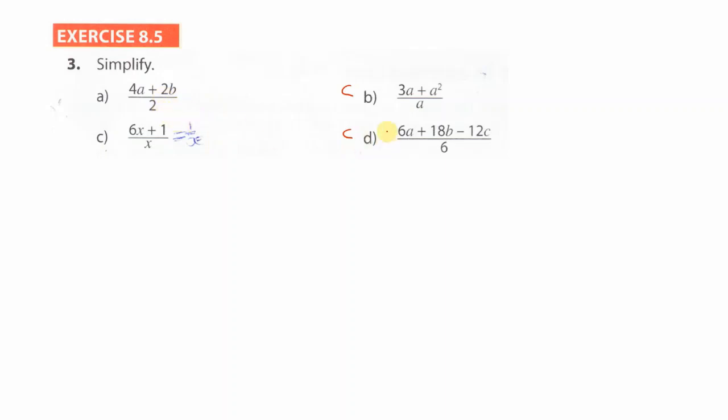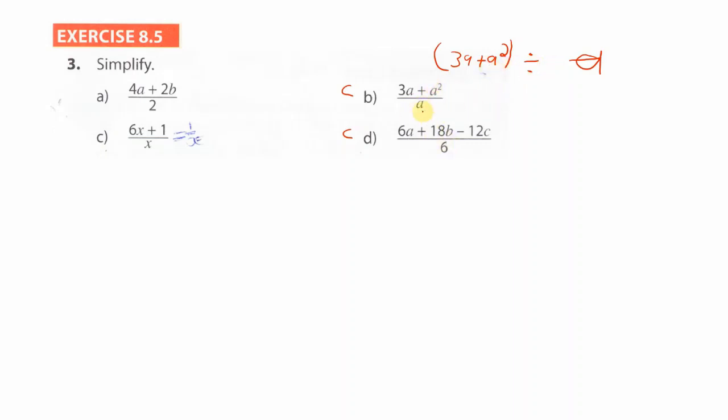Now, number 3, we have division in another format, because we know we can write divide, or we can simply have the line and put something at the bottom to divide something at the top by whatever is at the bottom. So this is in fact the same as 3a plus a squared, all in brackets, divide by a. It's just the same thing.